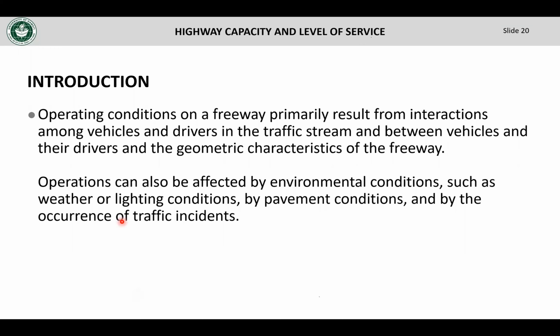Of course, operations can also be affected by environmental conditions. You may have noticed typically when it rains, people take slightly longer distance between cars, so the traffic flow typically gets reduced. So weather and lighting conditions make a difference. Pavement conditions can also affect the operations, and so can the occurrence of traffic incidents, like we have seen on bad weather.